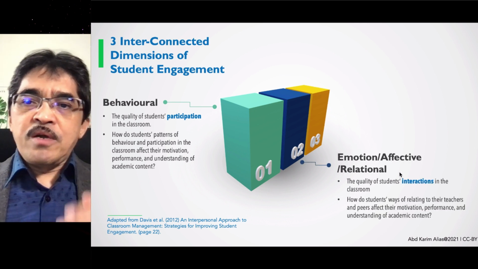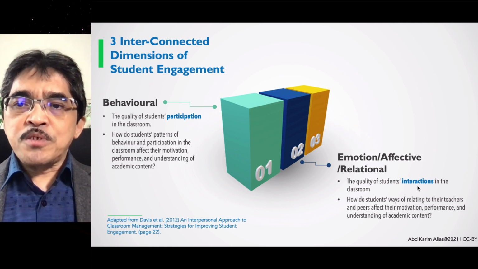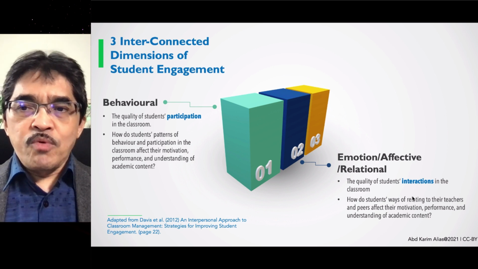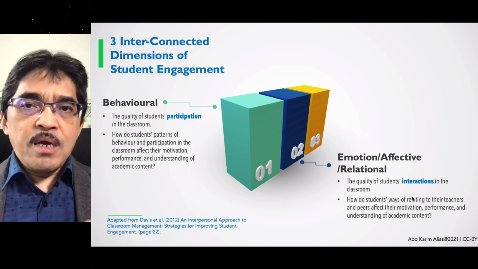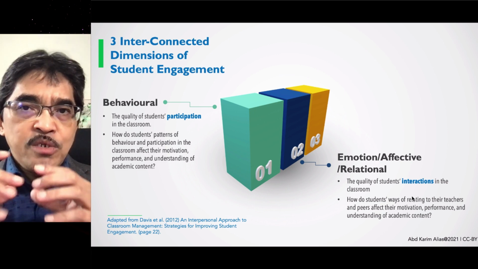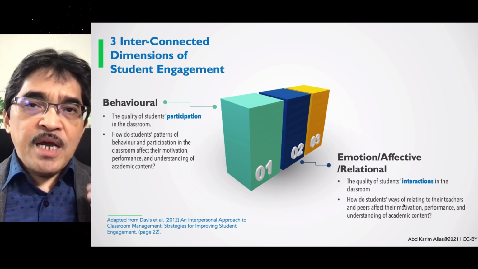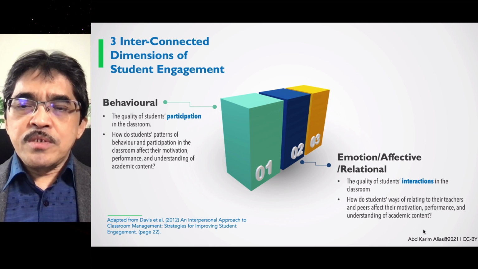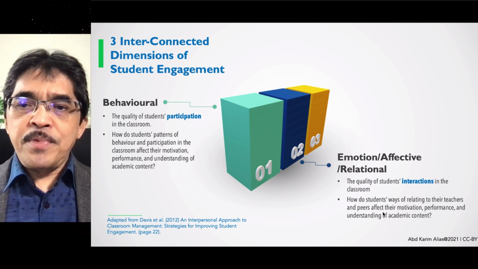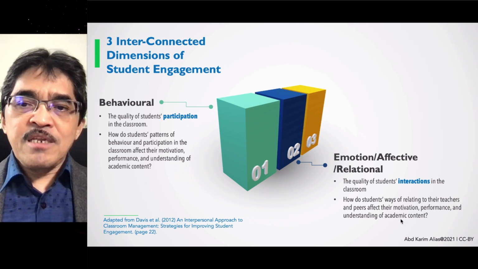On the emotional or affective or relational engagement, we look at the quality of students' interaction in the classroom. So we can ask a question to see whether the students are emotionally engaged. We are looking at the quality of the interaction, not only just the interaction, but the quality of the interaction. So we can ask our questions. How do students' ways of relating to their teachers and peers affect their motivation, performance, and understanding of academic content?